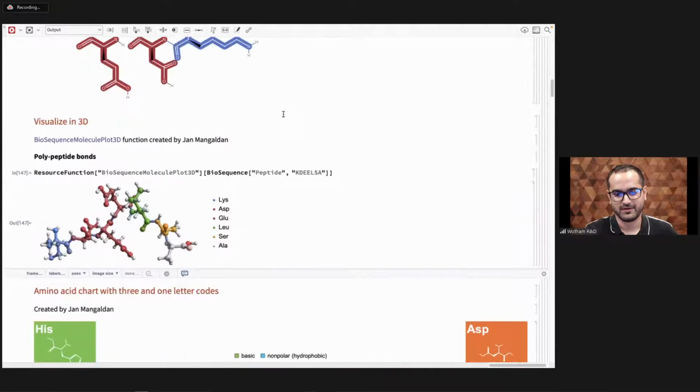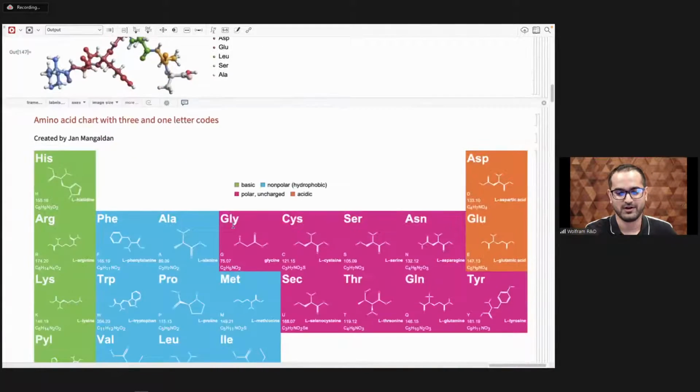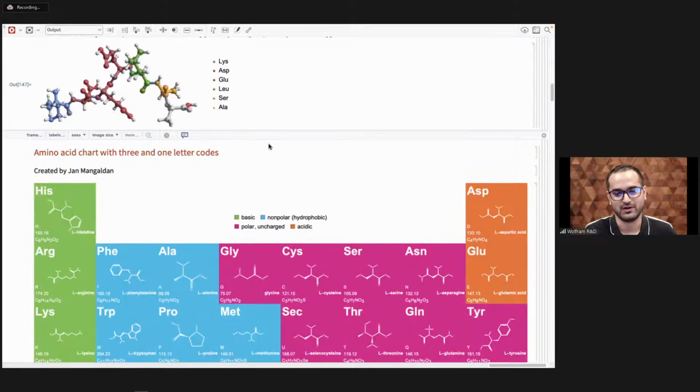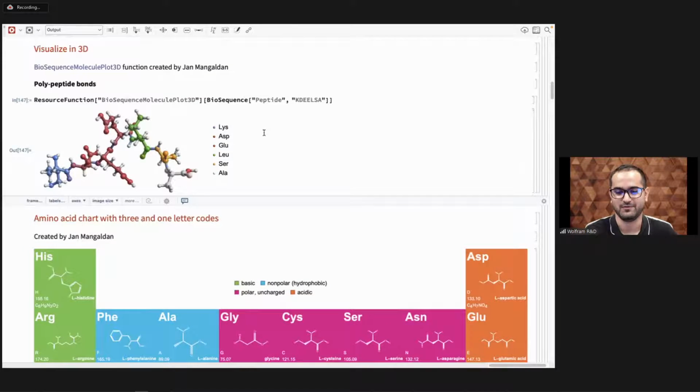Because you need the one-letter amino acid code to generate this plot, Jan had created this great and informative chart of different amino acids with their 3-letter and 1-letter codes, their structures and other functions that can be useful, and also the physical properties which you can use to create your own peptide visualization.